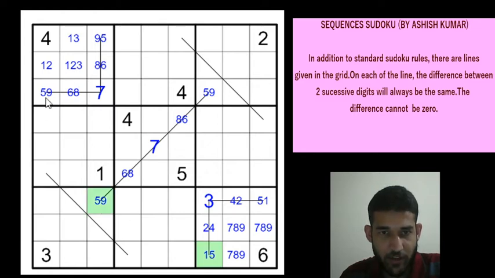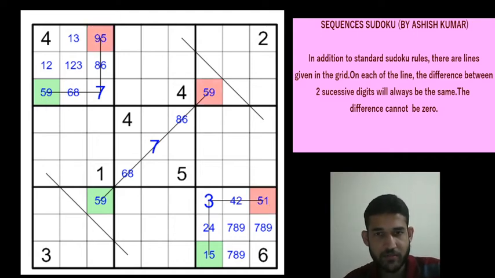So we land up in a scenario where these 3 cells are 5, or these 3 cells are 5, right? I hope you are able to follow. I will repeat it once more for you.